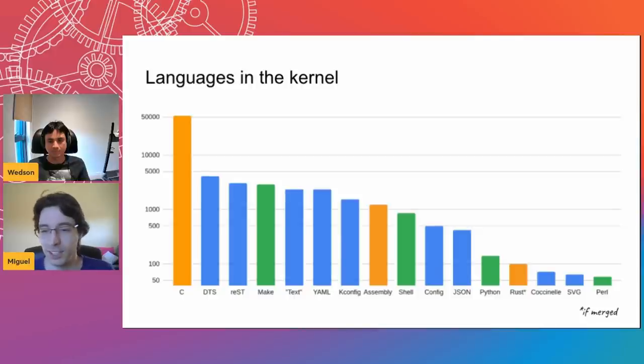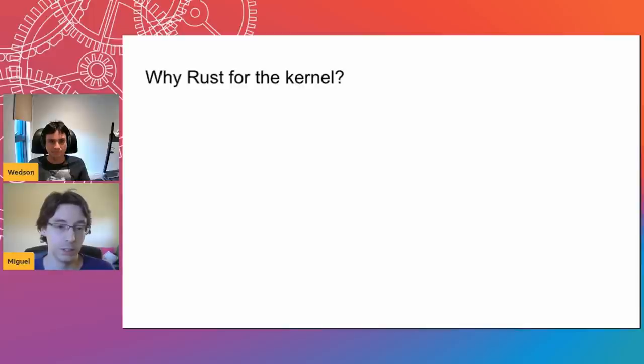What we want to see is that Rust, if it is merged, is a first-class language in the kernel. And that's why we say it would be the second first-class language in the kernel, in the sense that it would be used for parts of the final binary, the binary that you run when you boot your Linux kernel.